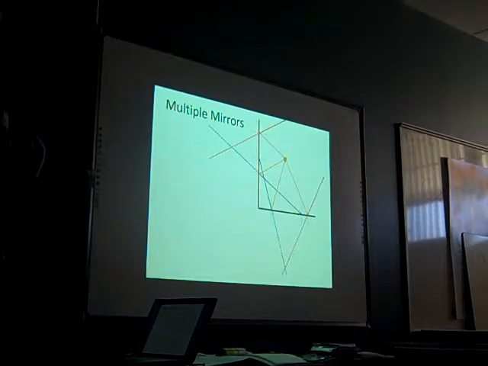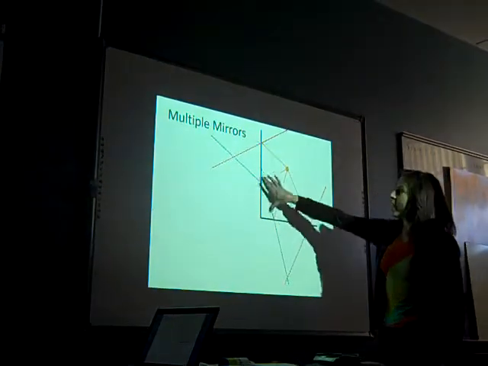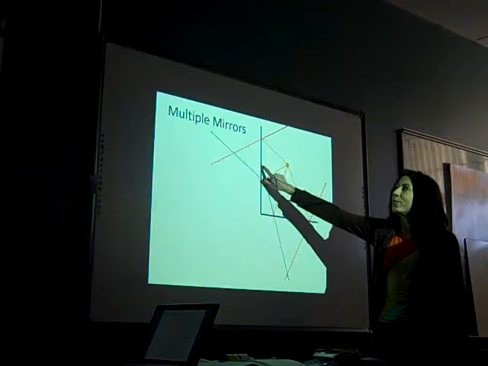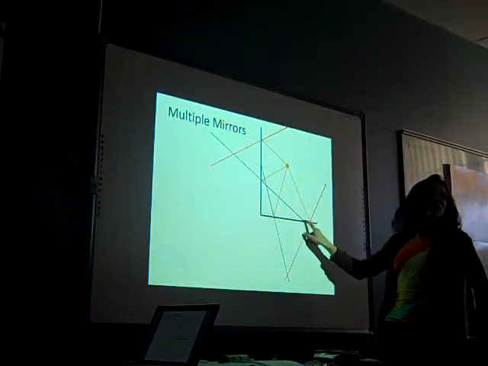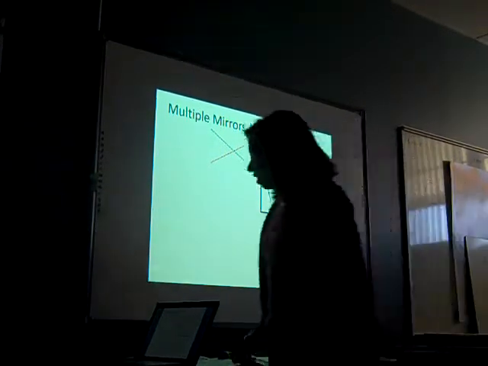But then we have to consider what happens next. Yes, this ray is something that I can trace back behind the mirror, but it also is going to bounce again. And this ray also is going to bounce again. So I need to draw those.